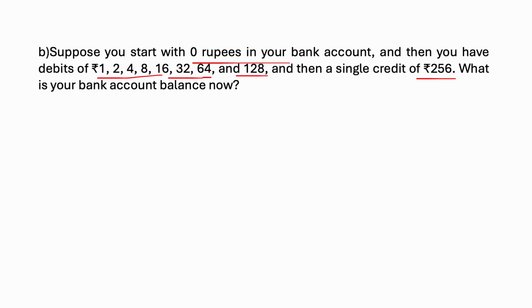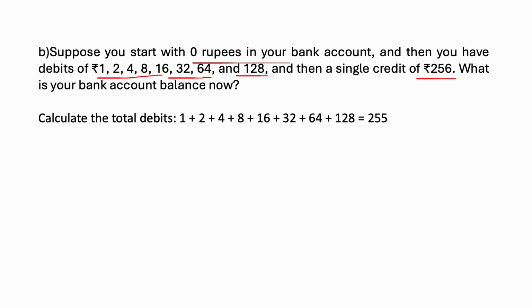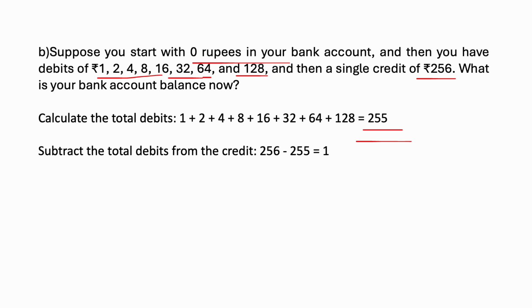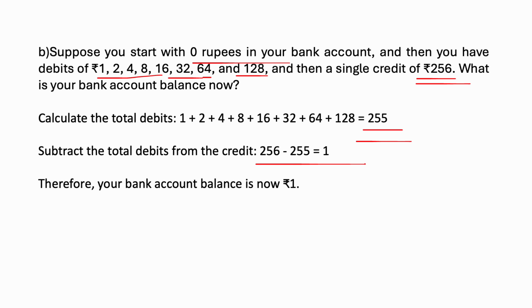So first calculate the total debits. 1 plus 2 plus 4 plus 8 plus 16 plus 32 plus 64 plus 128, that is 255. Then subtract the total debits from the credit. Here you have a single credit of 256. So 256 minus 255 is 1. So your account balance is now rupees 1.